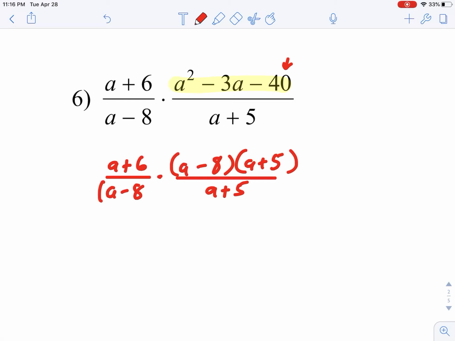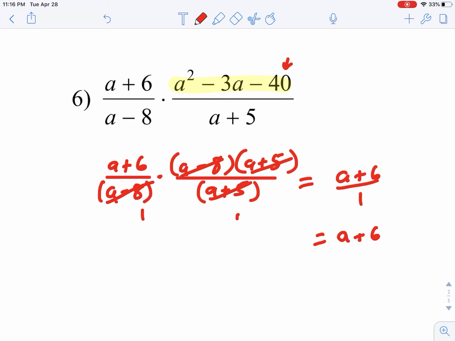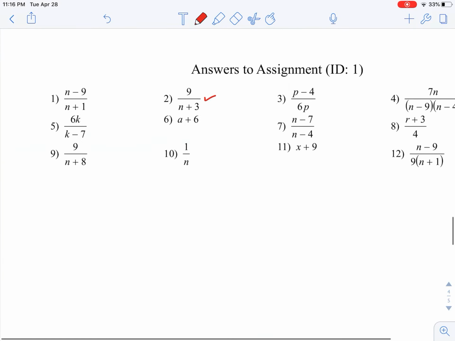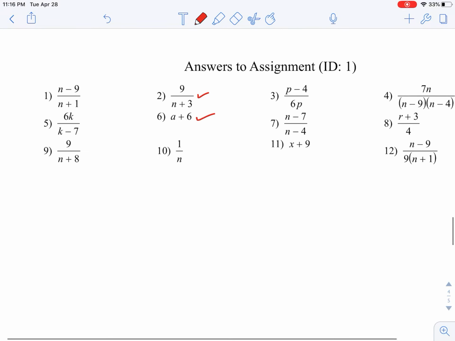Now, if you look at this a minus 8 here and the a minus 8 up there, those are going to cancel. A plus 5 cancels with a plus 5. We're left with a plus 6. There's nothing on the bottom. Technically, they are 1s. 1 times 1 is 1. But with fractions, if you have a 1 denominator, you can just disregard it and call that your answer. I guess I don't need the equal sign in there. I'll just circle it like that. Losing my voice, sorry. Number 6 then should be a plus 6. There it is.